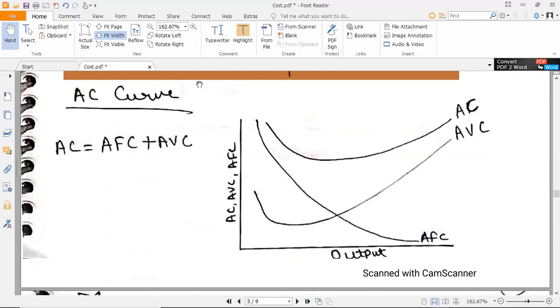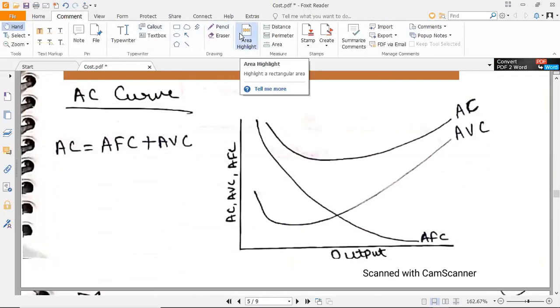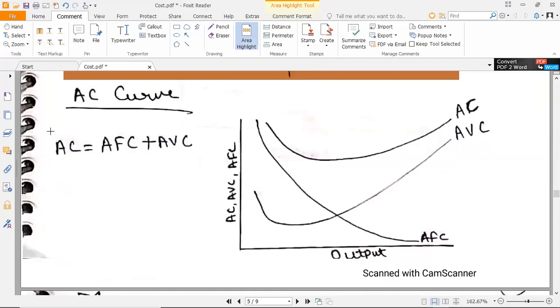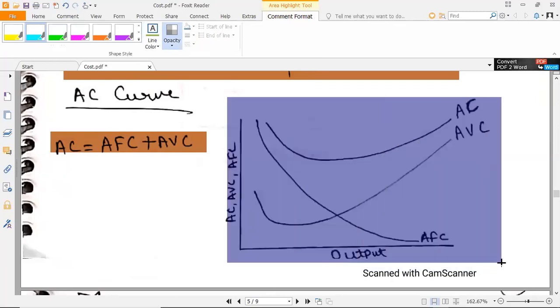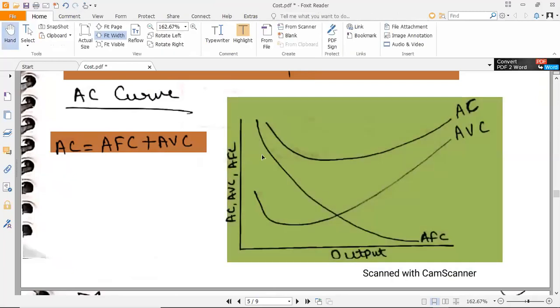Now comes AC. As we know that AC is nothing but AFC plus AVC. So the shape of AC is the vertical summation of AFC and AVC. The AFC curve is like this, going down, down, down, but not meeting the x-axis because AFC cannot be zero at any level. TFC is constant. TFC divided by any number of units will not give the result as zero. That means AFC cannot be zero. That is why the curve shapes like this.